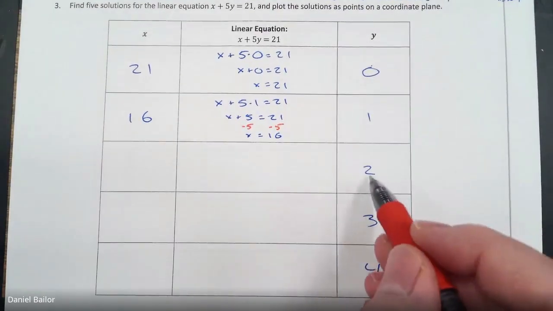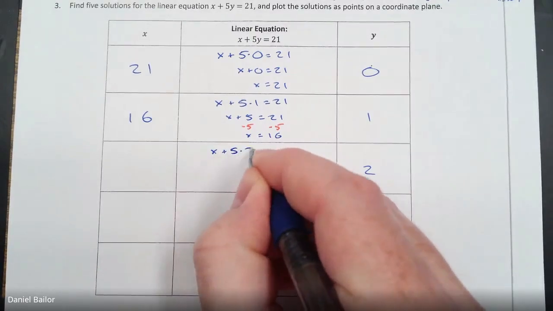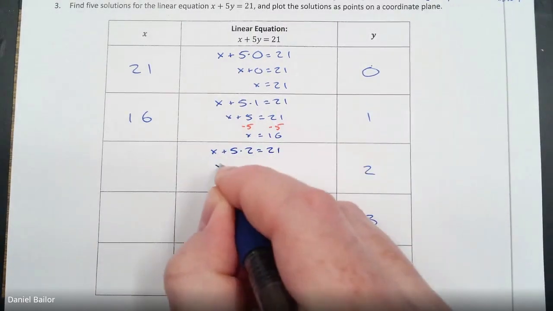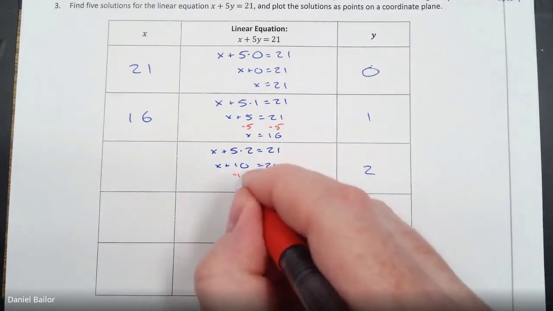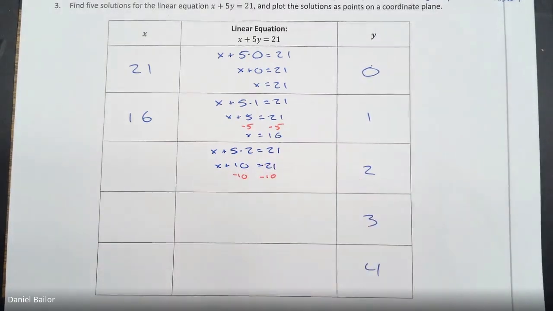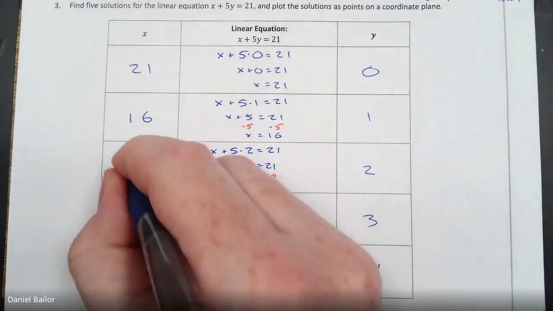Now, let's do y equals 2. x plus 5 times 2 equals 21. x plus 10 equals 21. Subtraction property of equality, do minus 10 on both sides. We get x equals 11. So x is going to be 11.